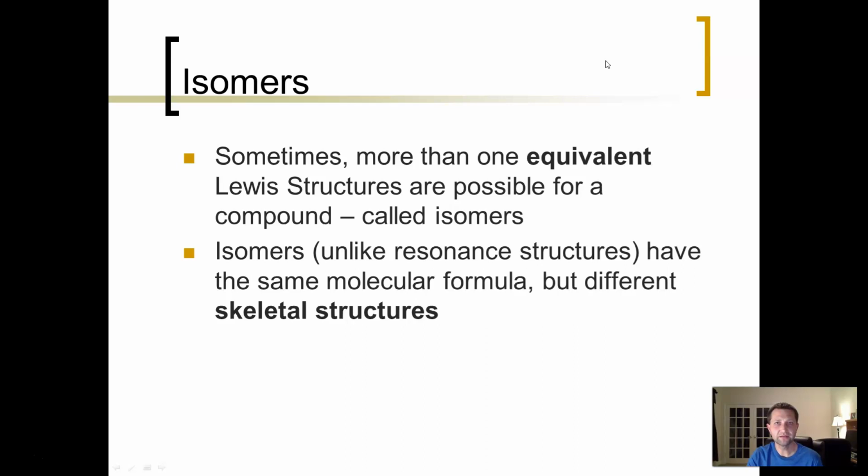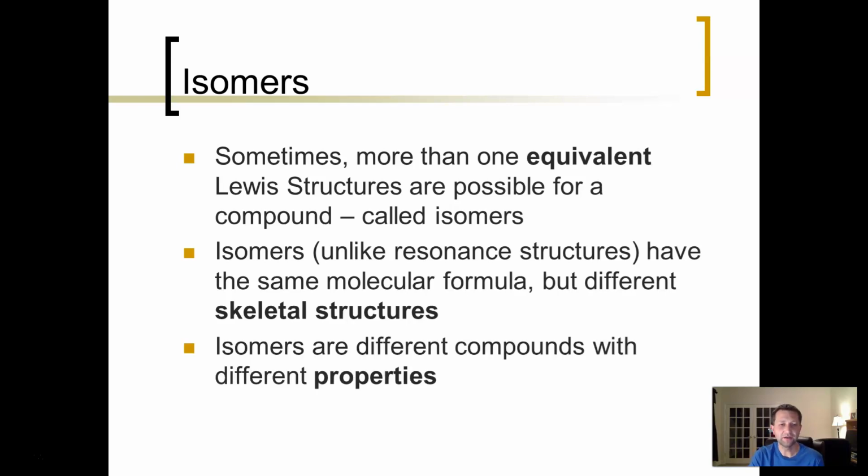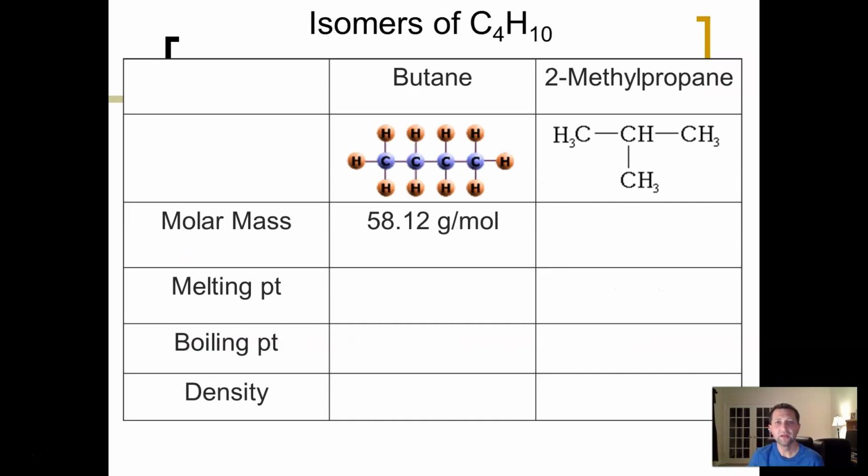It's really important to understand this, though. It's different from a resonance structure, okay? So, unlike a resonance structure, isomers have the same molecular formula, but a different skeletal structure, okay? So you'll see what I mean in a minute here. They also have different properties, okay? Resonance structures really are not going to alter the properties of that compound. Isomers, though, various isomers with the same chemical formula, are going to have different properties based on different polarities, probably. So we'll take a look at some of those here.